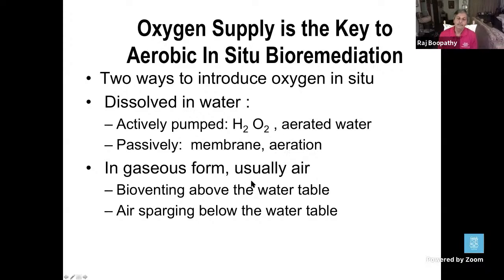In a gaseous form, and usually when you use air, you use the bioventing process, which I mentioned in the last class. If your contaminant is above the water table, between the surface and the water table, you use bioventing. You use air sparging when the contaminant has moved below the water table. So these are some of the common methods used for aerating the site.